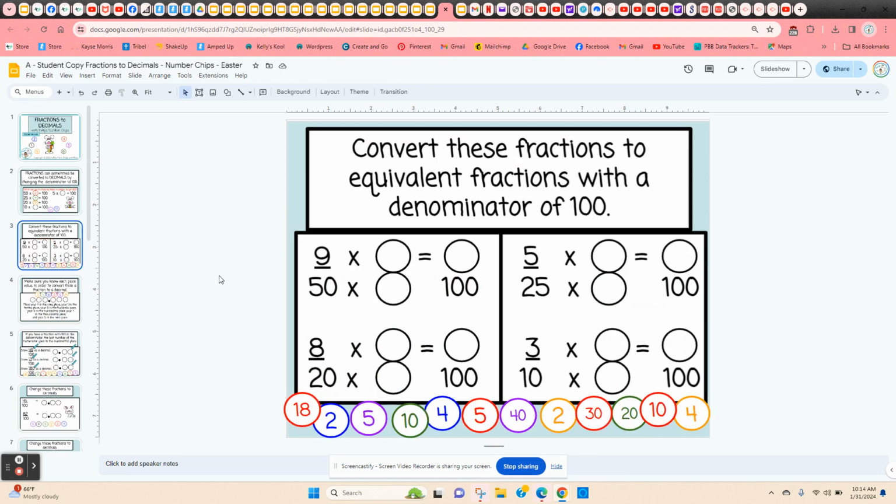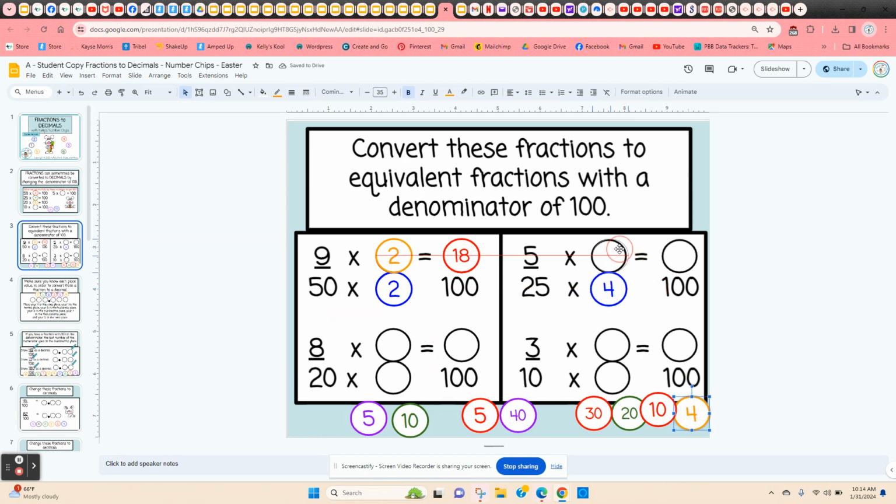So they're going to start on slide 3, and they're going to convert these fractions to equivalent fractions with 100 in the denominator. So here we have 9/50ths. I have to multiply the numerator and denominator by the same number. And I know that I have to multiply 50 times 2. So I'm going to move that 2. That means I also have to multiply the numerator by 2, and that gives me an equivalent fraction of 18/100ths. Same thing here, 5/25ths, I have to multiply by 4, numerator and denominator. That gives me an equivalent fraction of 20 hundredths, and so on.